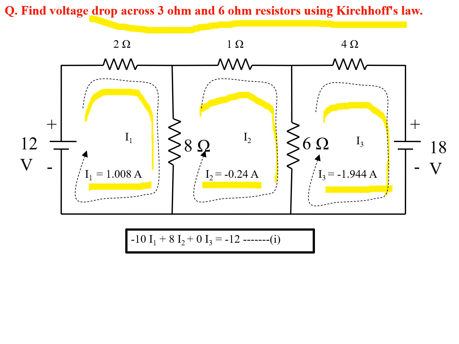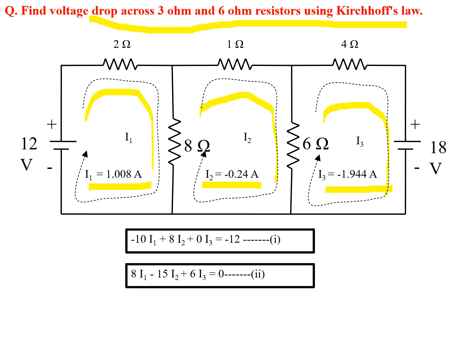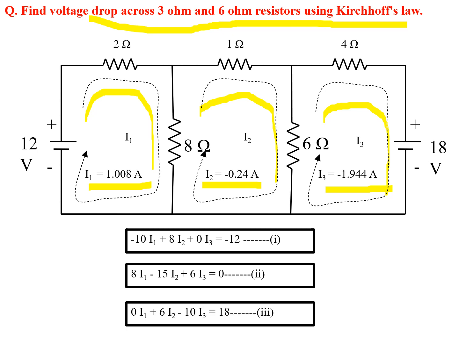I will write the first KVL equation for the first loop. So I will get minus 10I1 plus 8I2 plus 0I3 is equal to minus 12. Similarly, I will get the second KVL equation for the second loop, that is 8I1 minus 15I2 plus 6I3 is equal to 0. And similarly, I will get the third one. Now, if I solve all these three equations simultaneously, I will get the values of I1, I2 and I3.